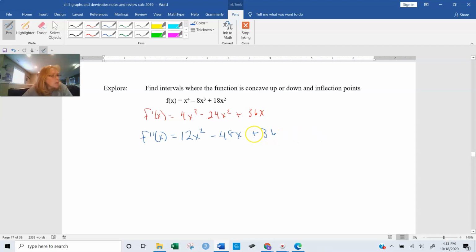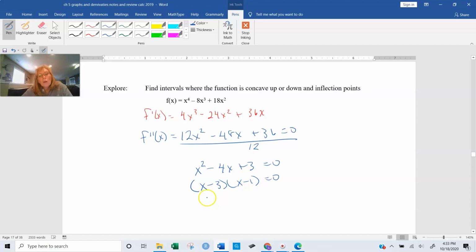You take this and you set it equal to 0. So everybody's divisible by 12, so we're going to reduce this thing. So you have x squared minus 4x plus 3 equals 0. So this factors into x minus 3, x minus 1. So we know that x equals 3 and x equals 1 are my points of inflection.